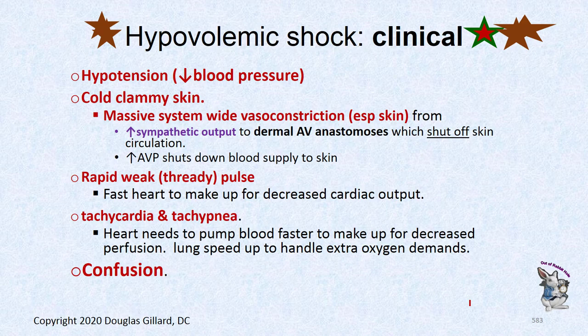What about clinically? How does the patient present? Well, they present with low blood pressure, cold and clammy skin, right? If you don't have a lot of blood, the body shuts off the skin. Sympathetics, epinephrine, they shut off the skin to try to conserve. So your skin will be cold and clammy. And what else? Rapid thready pulse. Your heart's going to pump harder and faster to try to make up the difference. You have tachycardia, tachypnea. You might get some confusion going on.